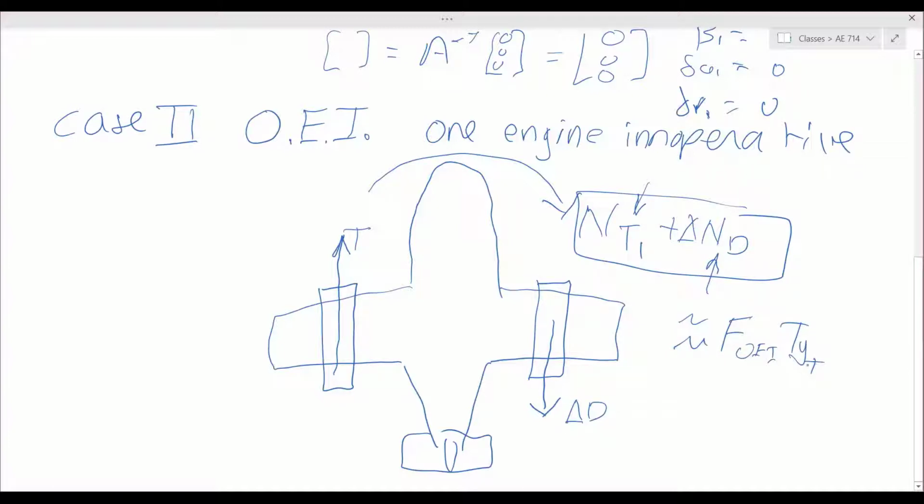Where this is the T times Y_T. Let me write that better. Y_T is the moment arm here, out to the engine. And so you take your thrust times that moment arm and it gives you an estimate.